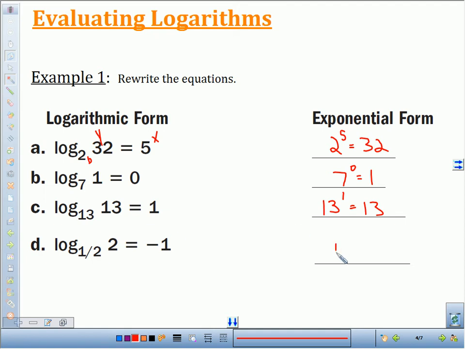My base here is 1/2, log base 1/2 of 2 equals -1. So my exponent is -1, and it equals 2, which is true. You might not be used to thinking of it, but of course when we have a negative exponent, we take the reciprocal, and the reciprocal of 1/2 is 2.